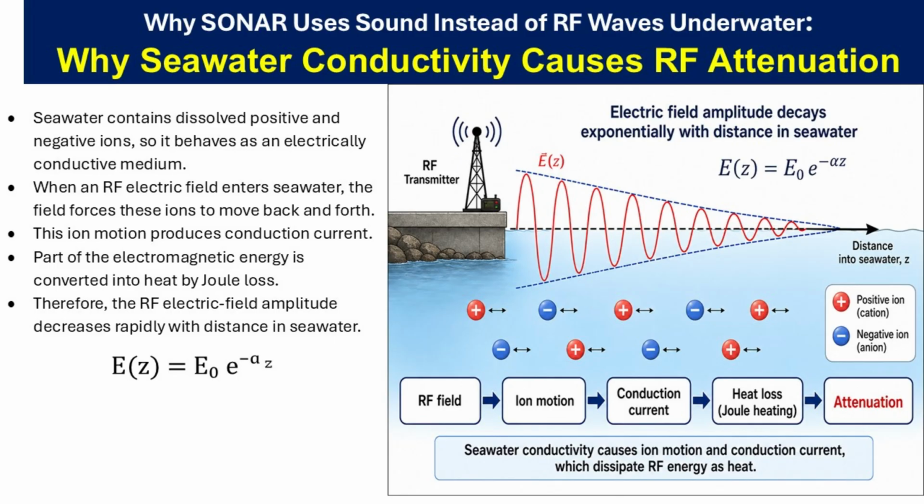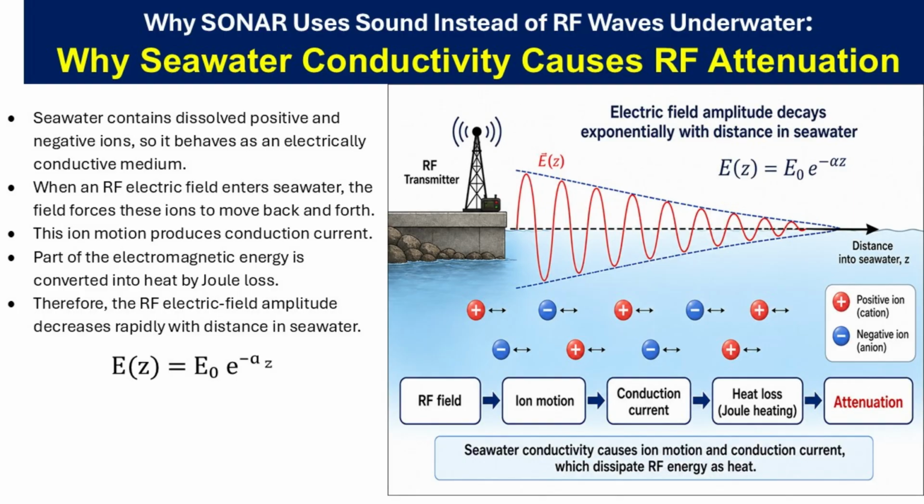Seawater contains dissolved positive and negative ions. Therefore, it behaves as an electrically conductive medium. When an RF electric field enters seawater, these charged ions are forced to move back and forth. This motion produces a conduction current. As the ions move, part of the electromagnetic energy is converted into heat through Joule loss.